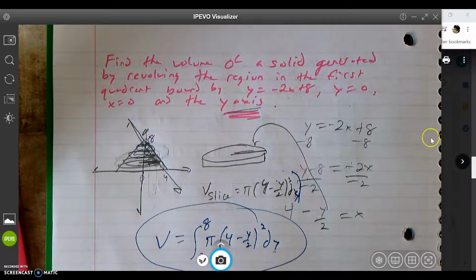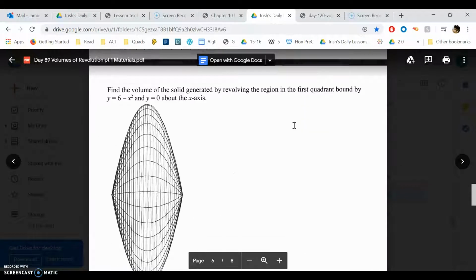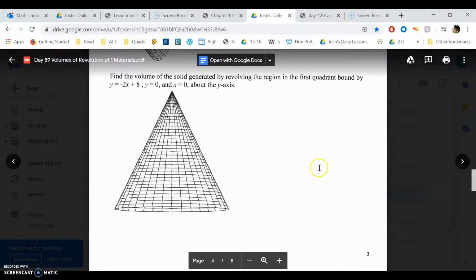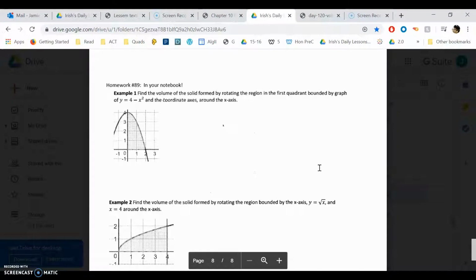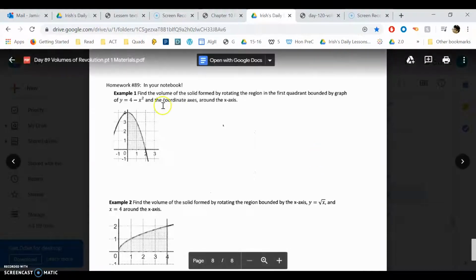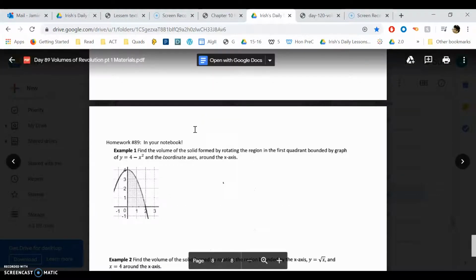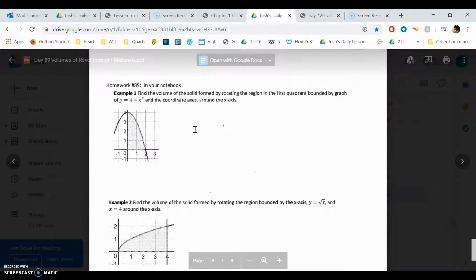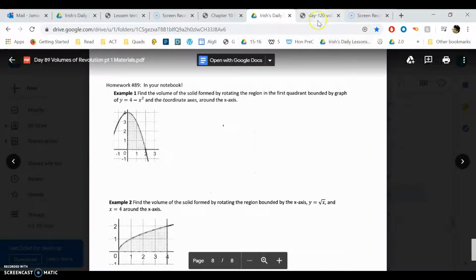Cool. All right, so now we've done it a bunch of different ways. That's what it looks like, the picture we just created. See where it says homework right here? Here's where your practice is. You see example 1, example 2, and you have 1 and 2 right here. I want you to do these right now, setting up the integrals, and see if you can get them. Answers will be posted on the website. Ready, set, go.